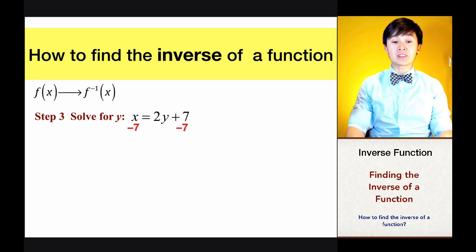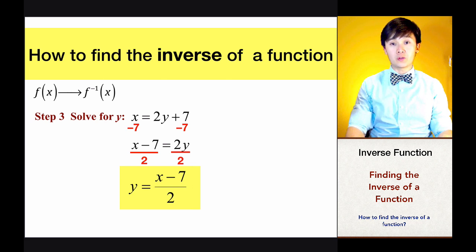So we're going to subtract 7 on both sides, leaving us with x minus 7 equal to 2y. And by getting rid of 2, we will divide both sides by 2, leaving us y by itself. And now we have the inverse of our function, which is x minus 7 all over 2. So this is how we use algebra in solving for the inverse of a function given its equation. So f inverse of x is x minus 7 all over 2.